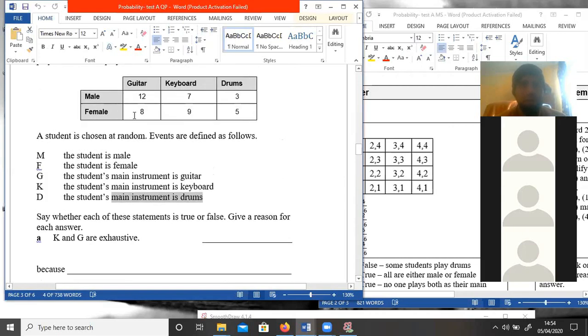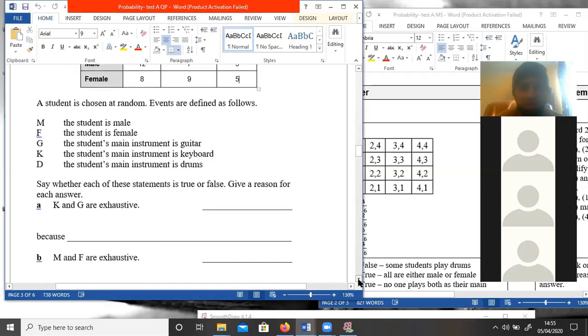So look, there's a female can play guitar, there's some females playing keyboard, there's some females playing drums. Now, F is the student is female, okay? And D is the main instrument is drums. Can the female's main instrument be drums, or could it be something else as well? Can be something else as well. So basically, they're not mutually exclusive. A female can have drums, or it might be a female and a keyboard. It might be a female and a guitar. So F and D are not mutually exclusive. That's probably the hardest one to understand, but do you guys get it? Yeah. Okay, good. So you guys are learning well.